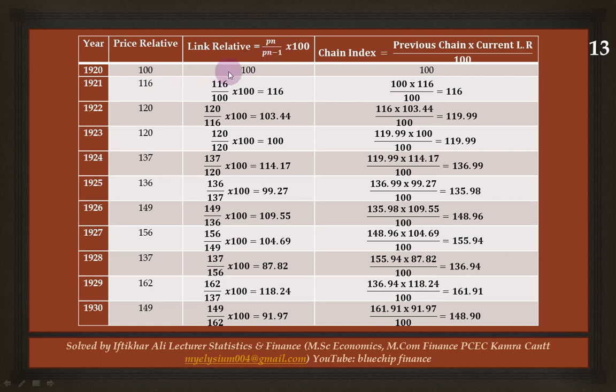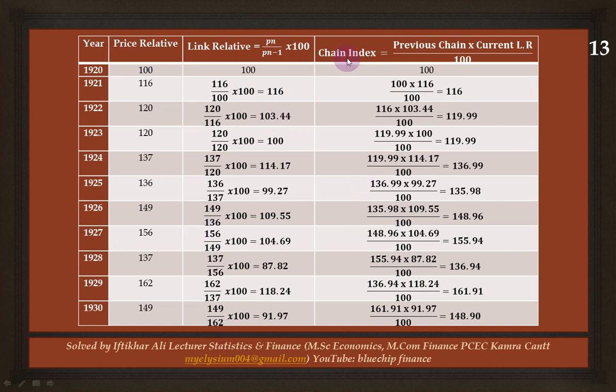For the first period we take link relative equal to 100 and chain index also equal to 100. After that, current price 116, previous 100, multiplied by 100 equals 116. For 1922, current price 120 divided by previous price 116 multiplied by 100 equals 103.44, and so on.